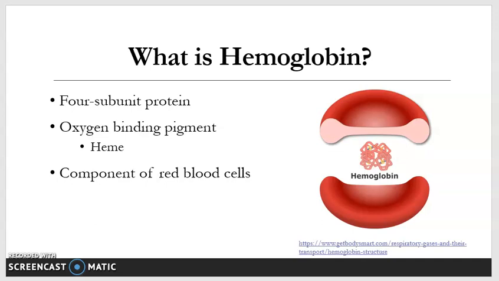So what is hemoglobin? Hemoglobin is a 4-subunit protein that is a component of red blood cells. It also has an oxygen binding pigment called heme, and that is what gives blood its color. It efficiently carries oxygen from the lungs to the tissues and contributes to the transport of carbon dioxide and hydrogen ions back to the lungs.